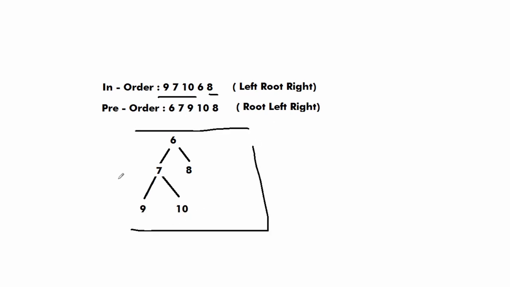Now from the numbers 9, 7 and 10, we are done with 7 and now 9 and 10 are remaining. So obviously 9 and 10 are going to be the children of 7. But to find which one is going to be on the left and which one on the right, we will again look at the pre-order traversal. In pre-order traversal, as you can see, 9 is coming before 10. So 9 is going to be the left child. Based on the information given, our tree is going to look like this.